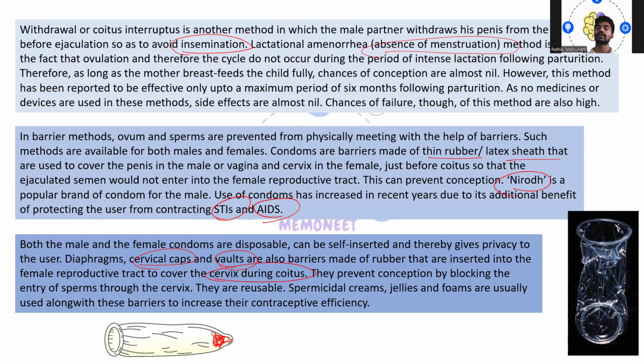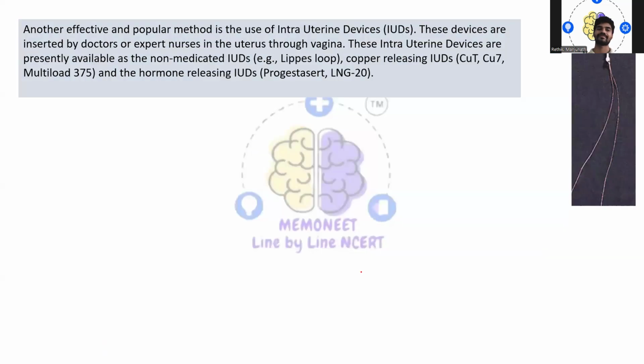These are reusable, and there are also spermicidal creams, jellies and foams, which act as a barrier to increase the contraceptive effect. Then we have IUDs.